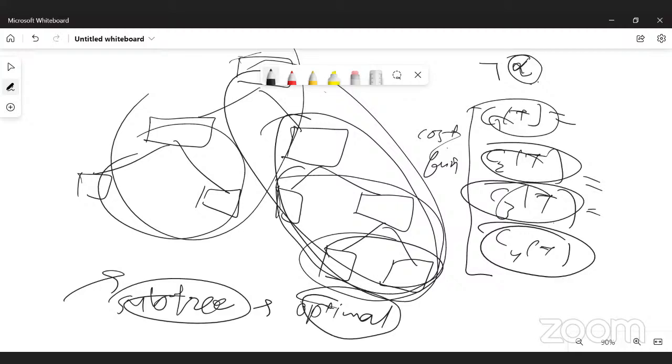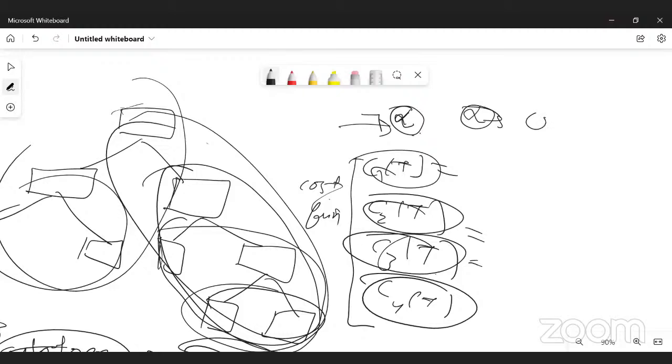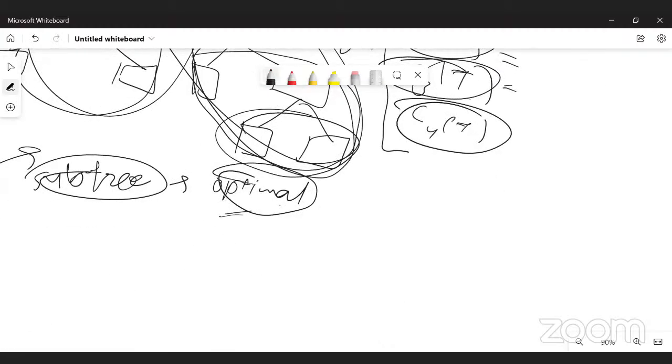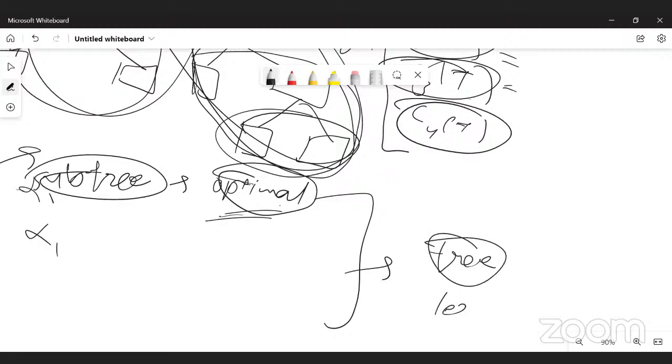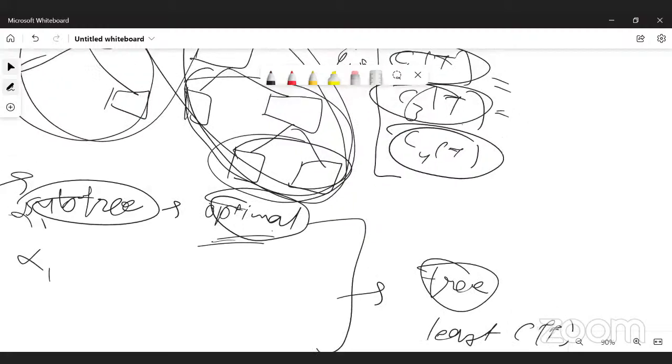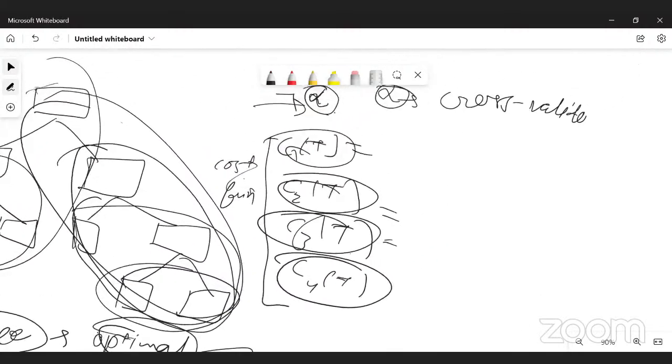Now you will find such optimal trees for different values of alpha. These alphas are chosen using cross validation, so this is a hyperparameter. Out of these optimal trees found for the given alphas, alpha 1, alpha 2, alpha 3, we'll find the best tree, the one which gives the least cost function.